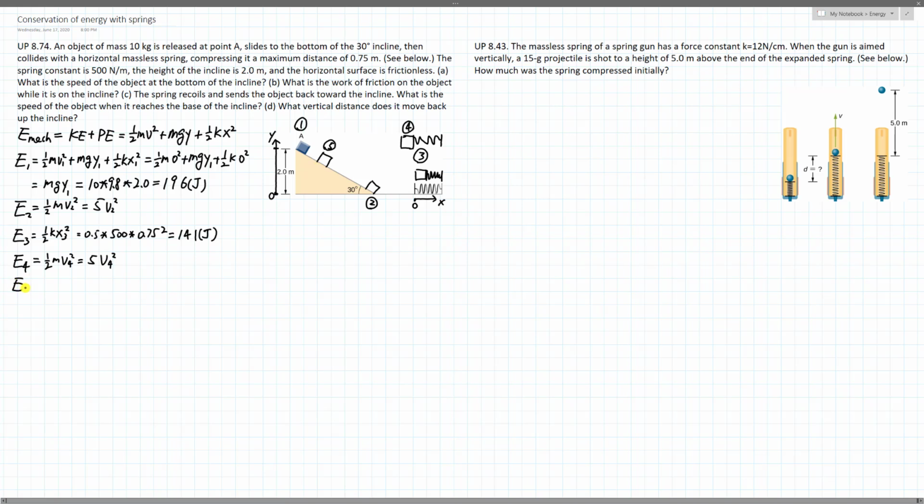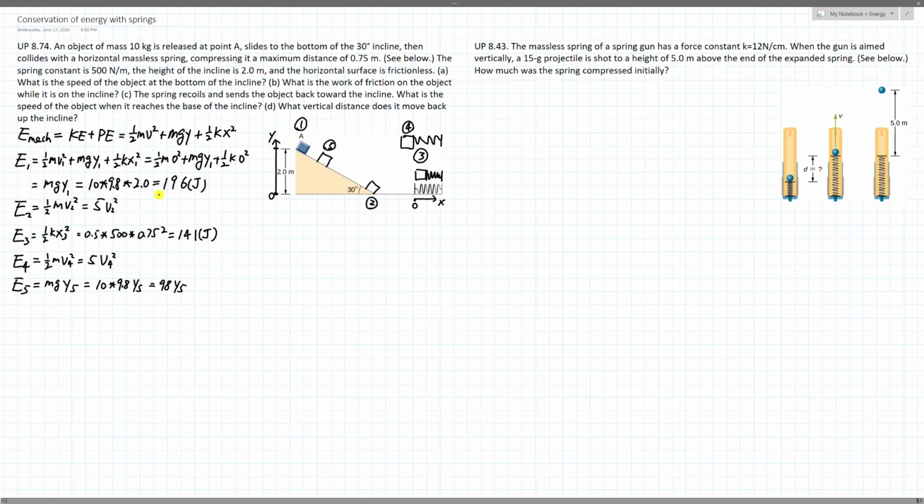So E5 is, well, we have 0 velocity, we have 0 spring compression. All we have is gravitational potential energy. So mg times h5. 10 kilograms times 9.8 times h5. So we have 98 h5. Okay, so from 1 through 5, we have all the different mechanical energy terms figured out.